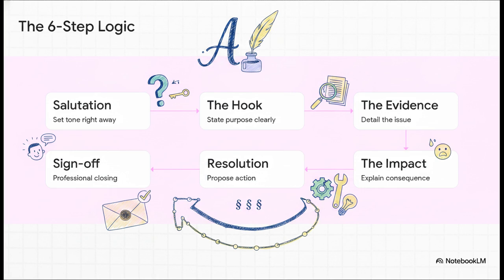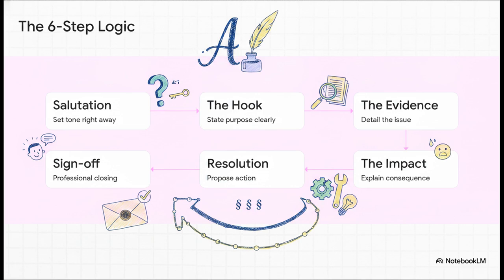Step 1, the salutation, setting the tone right off the bat. Step 2, the hook, stating your purpose clearly, something like, I am writing to formally express. Step 3, the evidence, where you detail the issue. Step 4, the impact, explaining the consequence of that issue. Step 5, the resolution, proposing an action or a deadline. And finally, Step 6, the professional sign-off.